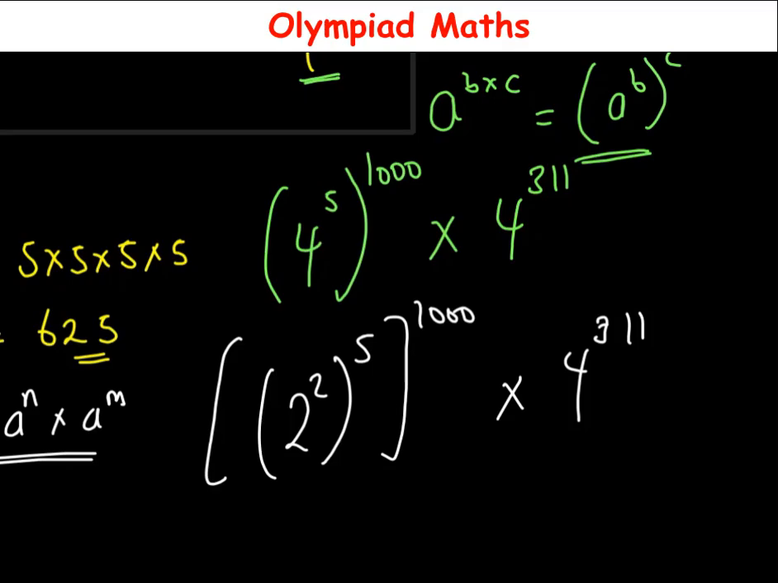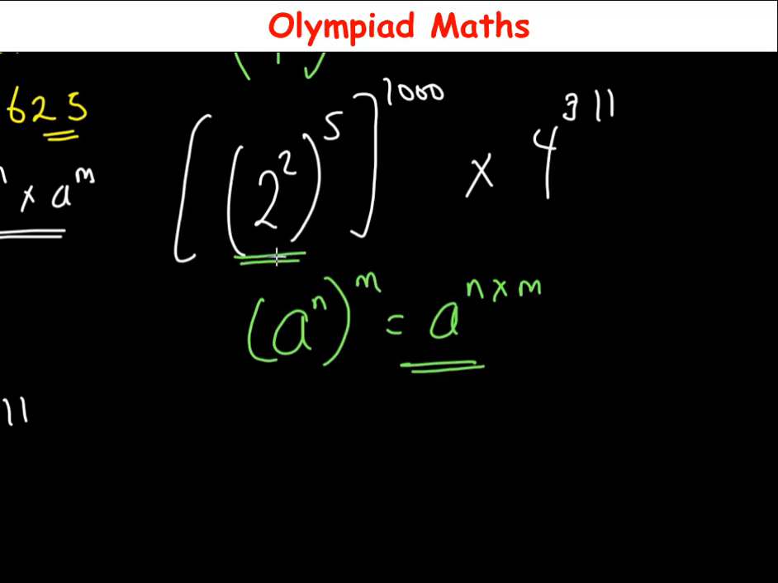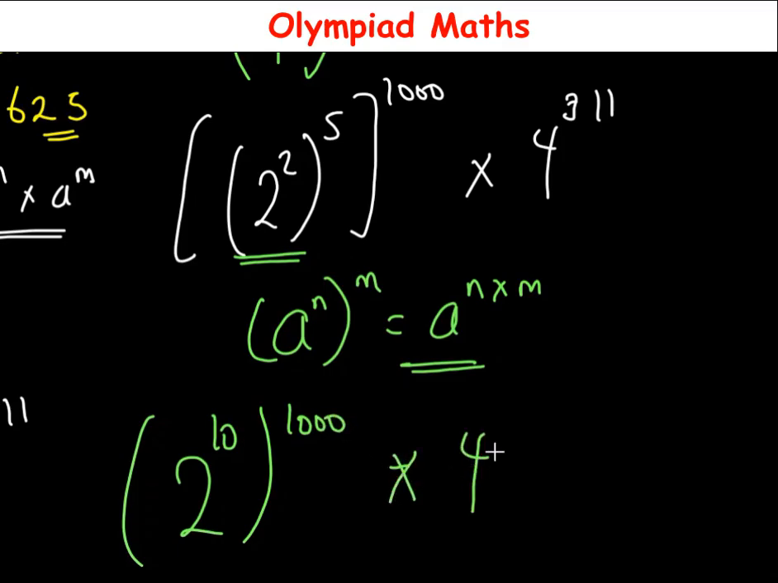Now, at this junction, we are also going to apply this formula that if you have a raised to power n, all power of m, this equals a raised to power n times m. Applying this right here, this becomes 2 raised to power 2 multiply power 5. So that becomes 2 times 5 is 10. Then all raised to power 1000. And this multiplies 4 raised to power 311.